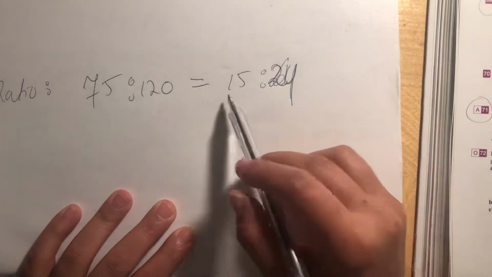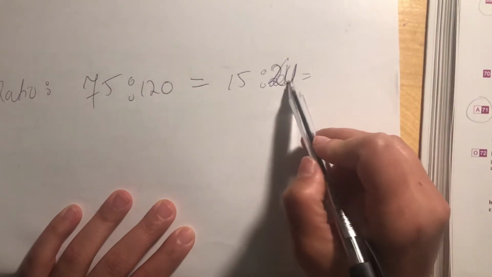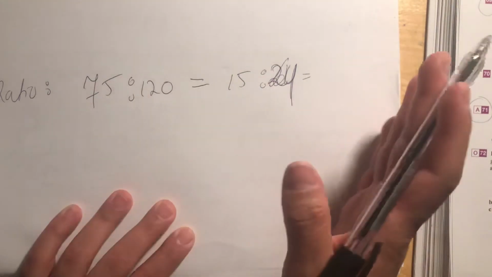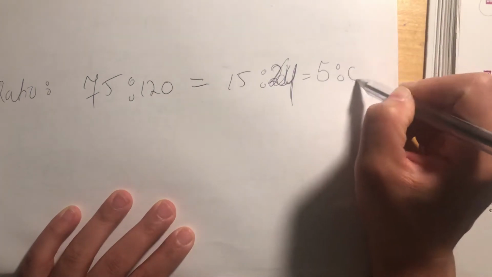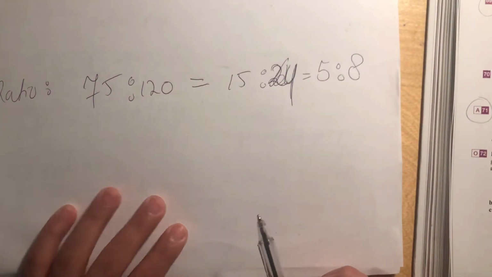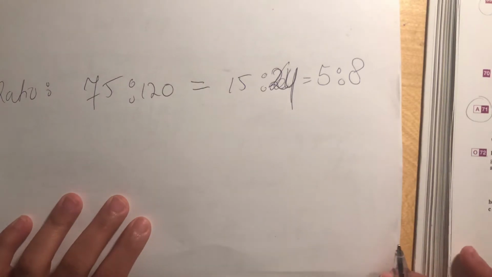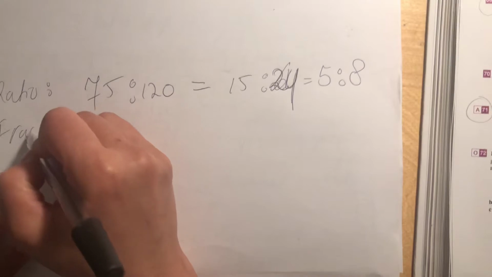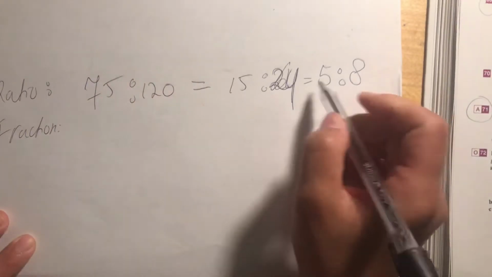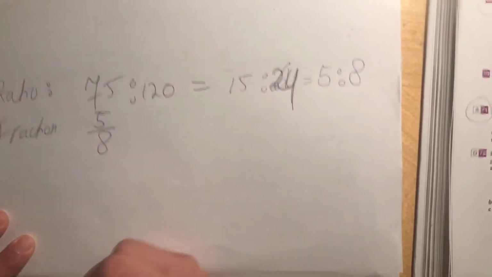But can we still continue? Yes, we can. We can divide by 3. So even I cannot solve it in one time, which is fine. So you get 5 to 8. Okay, I just did that. So the ratio is 5 to 8. So the fraction, that's the most easiest to go to, is 5 out of 8.